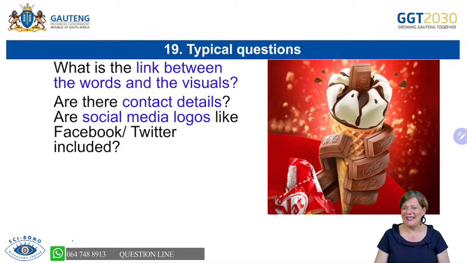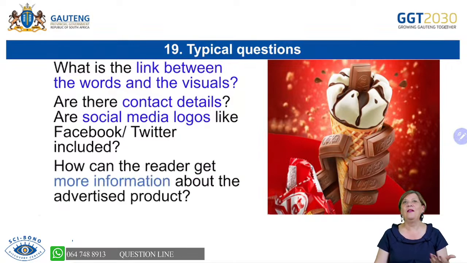Look at the contact details. Do we include any social media logos for you? Remember, we're in the fourth industrial revolution, so we're looking at things like that. And obviously, how can we get more information about this product? So these are just types of questions we love asking you.